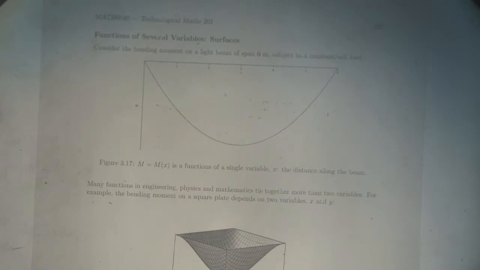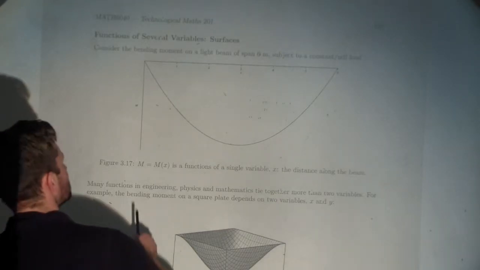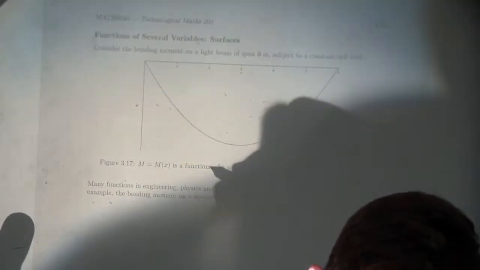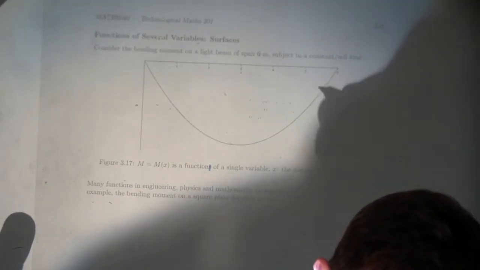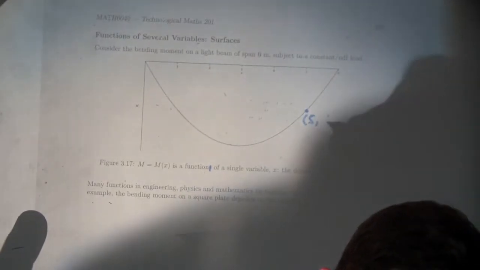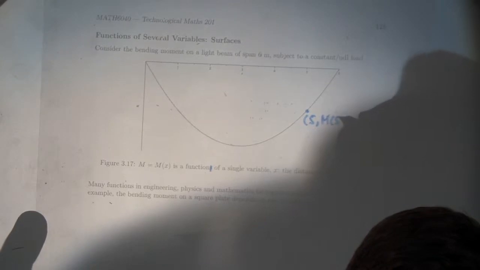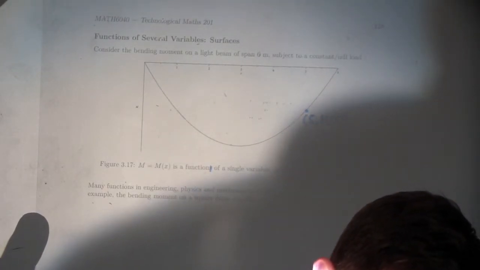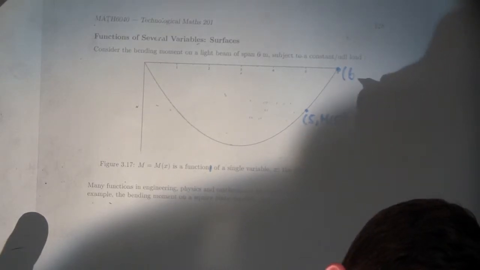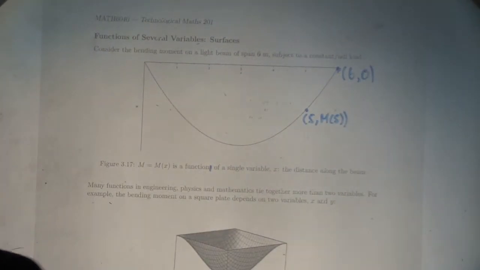So consider the bending moment on a light beam of span 6 meters subject to a constant UDL load. It looks something like this. The bending moment is a function of a single variable, the distance along the beam. What we plot then is, for example, on the x axis the distance, and on the y axis the bending moment at that point. So for example, if it's simply supported, at the end of the beam at 6, the bending moment is 0. So you plot input, output.